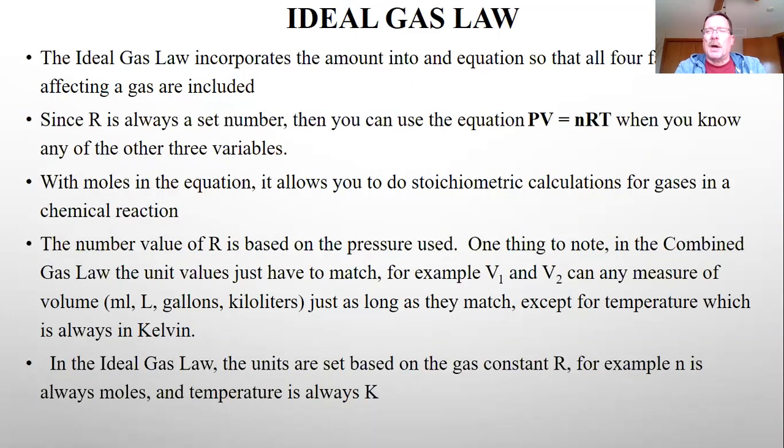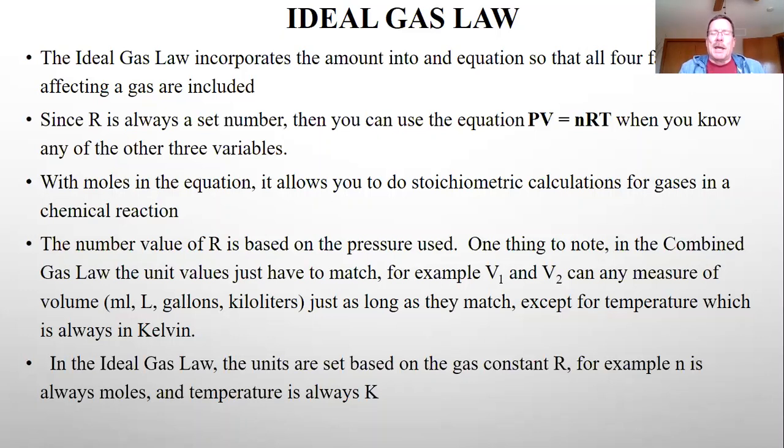Okay. So let's go through a couple of statements here that we know are true. The ideal gas law incorporates the amount in an equation so that all four factors affecting a gas are included. Since R is always a set number, really what you're solving for is, if you have any three of the four variables, if you have pressure, volume, and temperature, you can find moles. If you have moles, temperature, and volume, you can find pressure, and that kind of thing, because R is just a given number. So you can always solve for one of those variables if you're given the others.